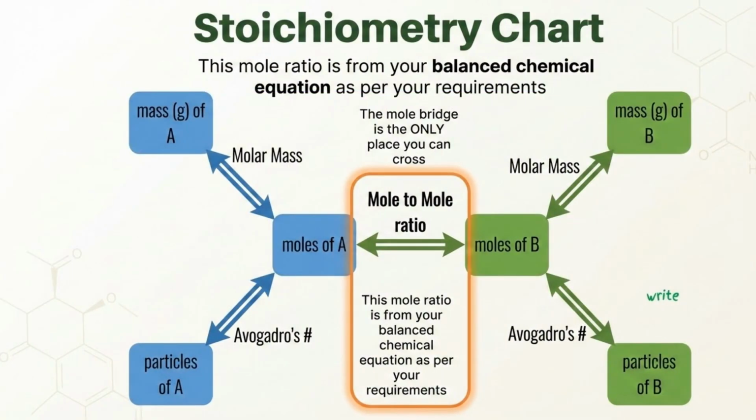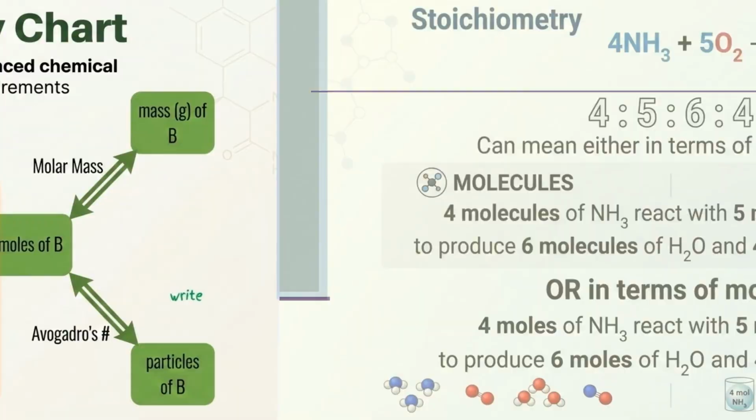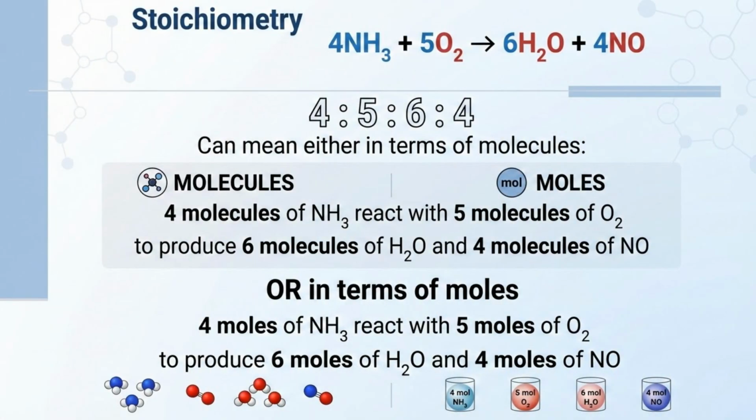This chart illustrates how to navigate between mass, moles, and particles of substances A and B using molar mass, Avogadro's number, and the mole-to-mole ratio. The ratio 4:5:6:4 from the balanced equation can mean either molecules or moles. For example, 4 molecules or 4 moles of NH3 react with 5 molecules or 5 moles of O2.